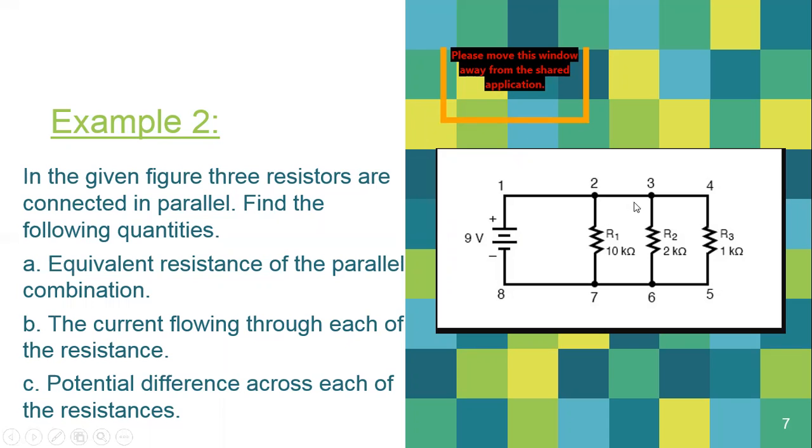Parallel means one end of all the resistors is connected to one terminal of the battery, and the other end of the resistors is connected to the other terminal of the battery. That means all three resistors get the full voltage of the battery, that is 9 volt. This is one of the characteristics of the parallel combination.